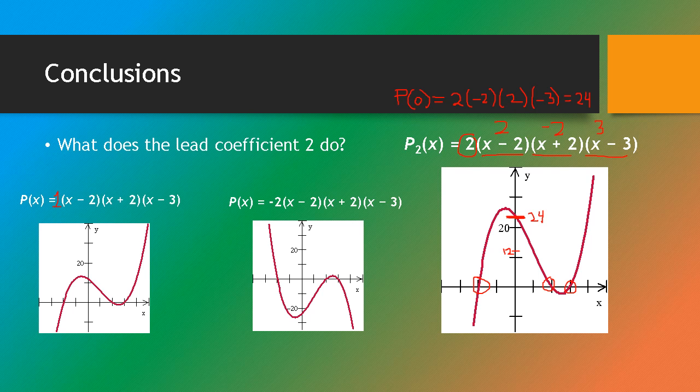A negative lead coefficient here, on the second example, would have a similar shape as the one we were given, but it is reflected upside down because of the negative, giving us, as you can see here, a y-intercept of negative 24, and the entirety of the graph is just upside down.